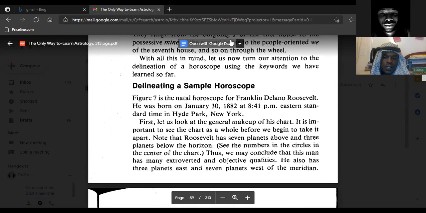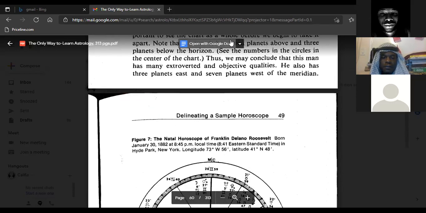First, let us look at the general makeup of this chart. It is important to see the chart as a whole before we begin to take it apart. Note that Roosevelt has 7 planets above and 3 planets below the horizon. See the numbers in the circles in the center of the chart. Thus, we may conclude that this man has many introverted and objective qualities. He also has 3 planets east and 7 planets west of the meridian.